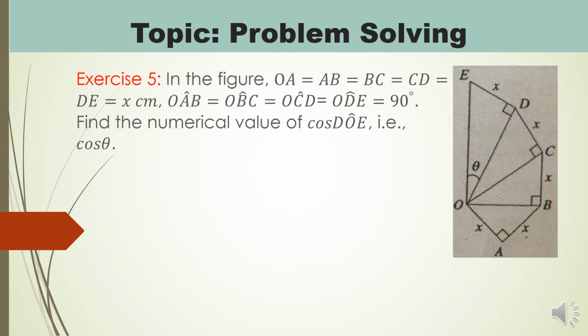Example number 5. It gives you a figure with right angle triangles ABO, BOC, and so on. The side AB equals side OA equals side BC, side CD, and side DE. And this angle is theta. So we have to find cosine theta.